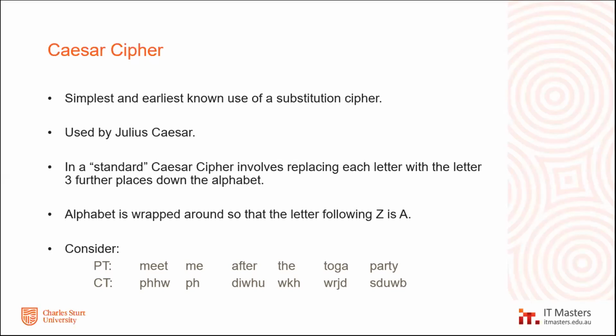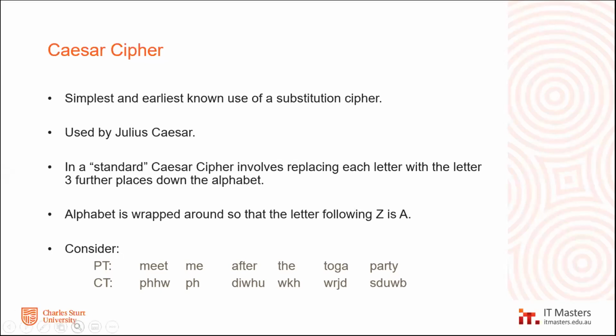Now, a great question is, what happens when you get to Z? What are 3 letters down from X, Y, or Z? Well, it wraps round to the other end. So Z becomes C, Y becomes B, X becomes A.